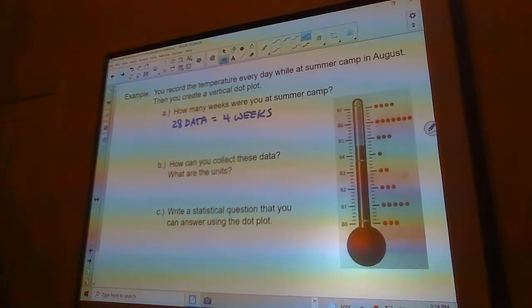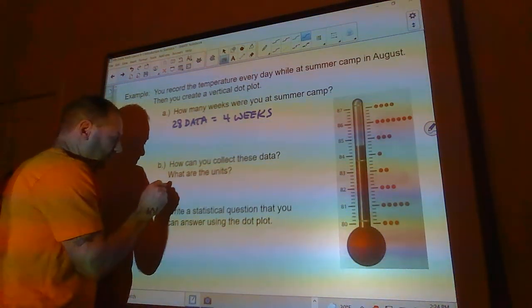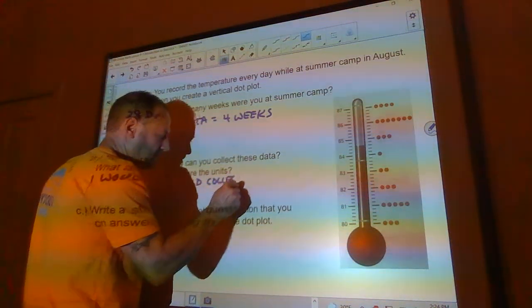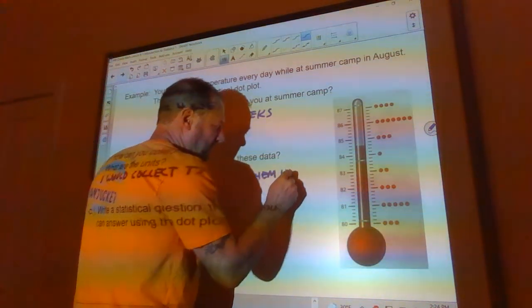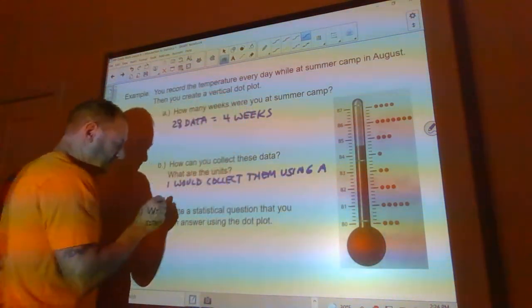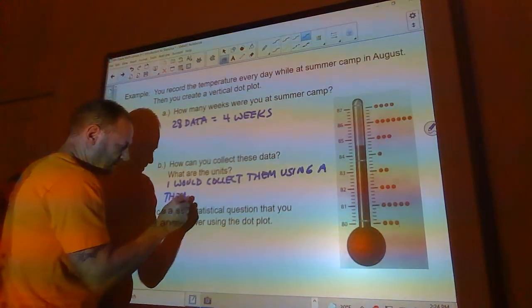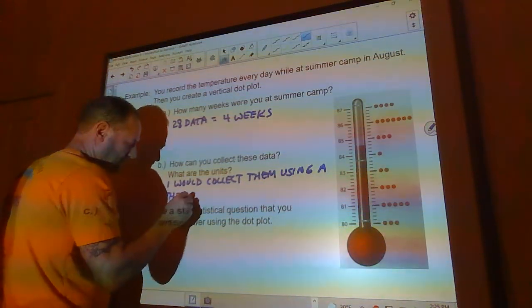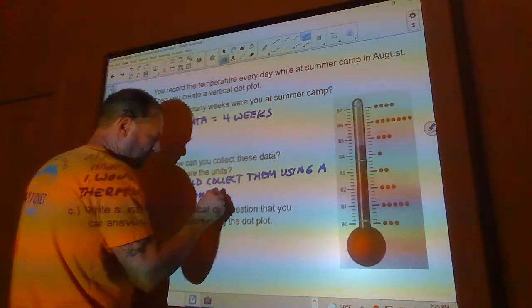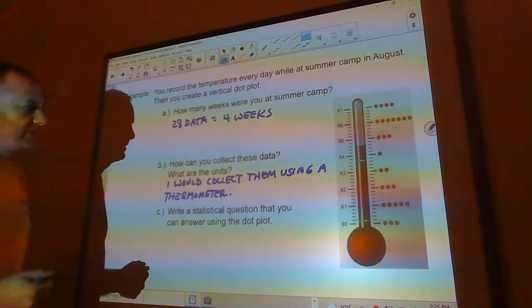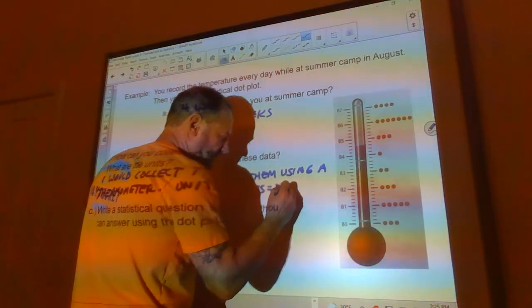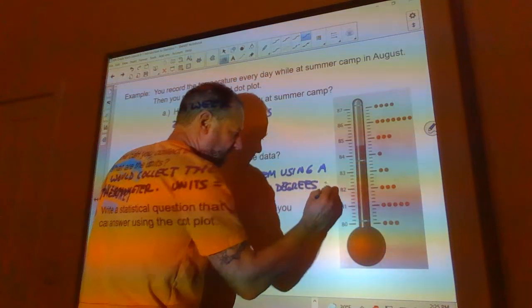How can you collect these data? What are the units? Well, I would collect them using a thermometer. Okay, what are the units? It looks like the units are degrees Fahrenheit.